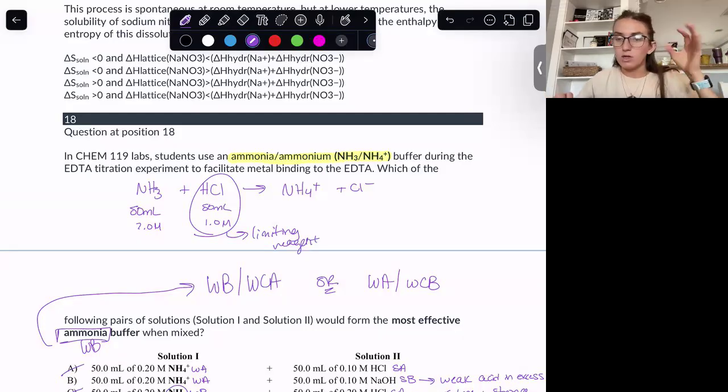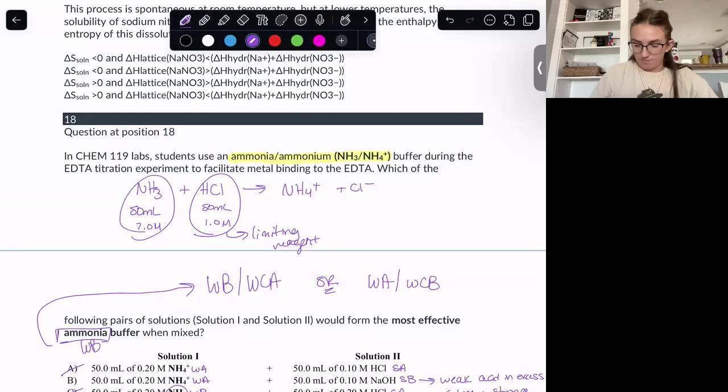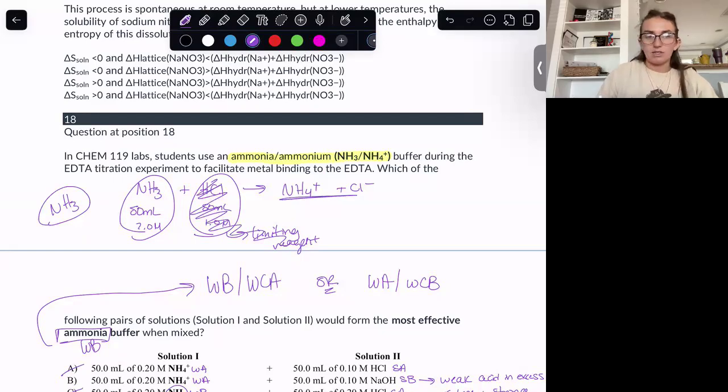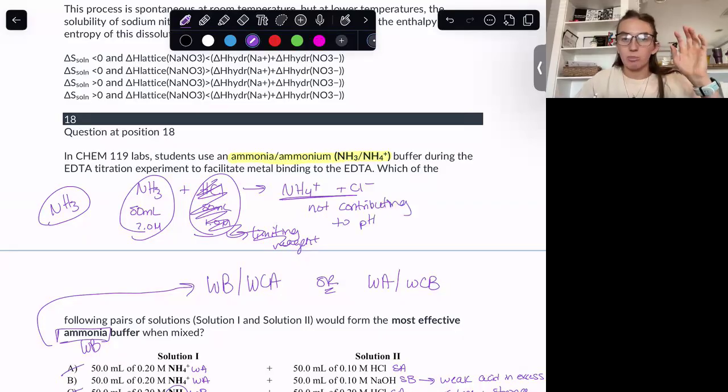You could then say how much is left over. What is left over is NH3, at half of its concentration, right? So now NH3 is just left in solution. We have no HCl, we have NH4 plus and Cl minus. Now this NH3, and these ions are not contributing to the pH, right? The pH is dictated by H plus ions and OH minus ions. So those are not contributing to anything in the pH, they're just there.